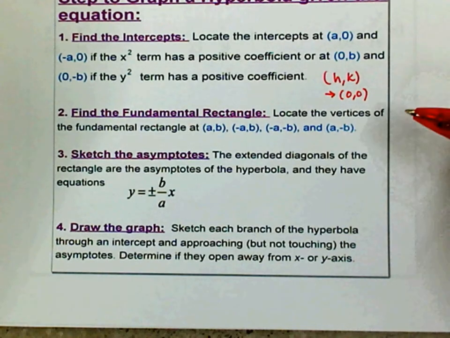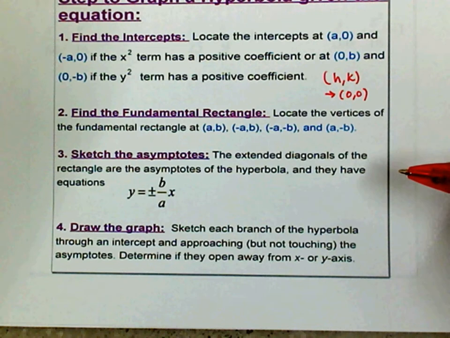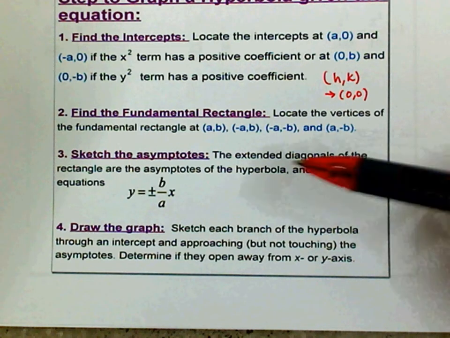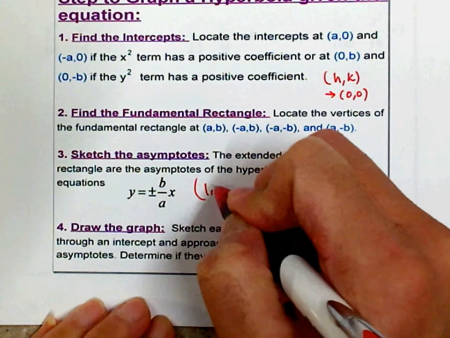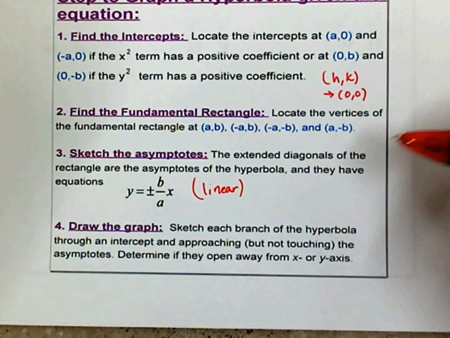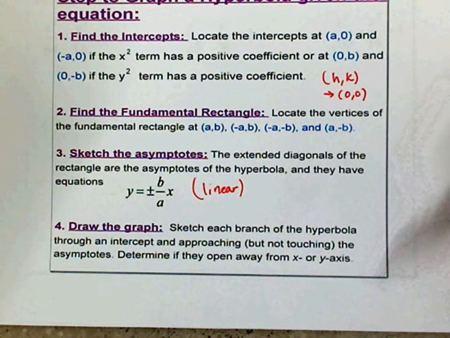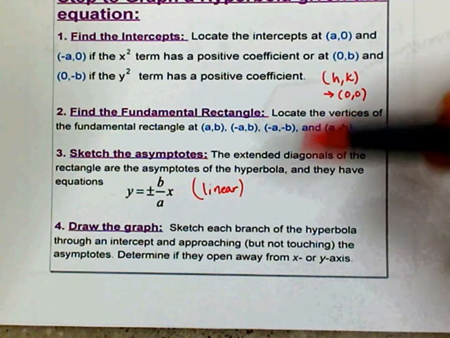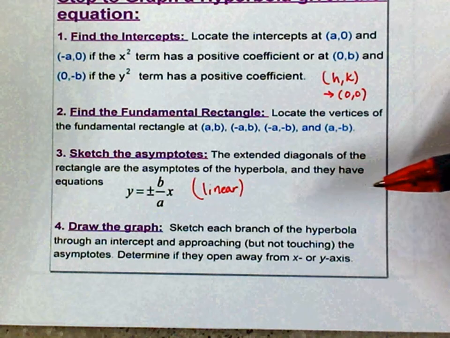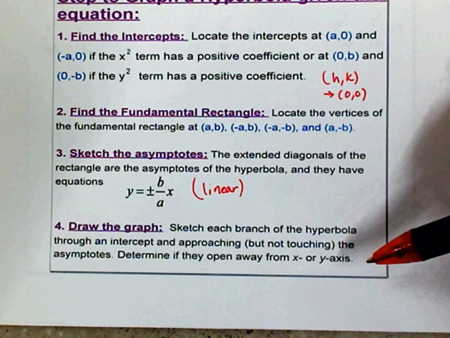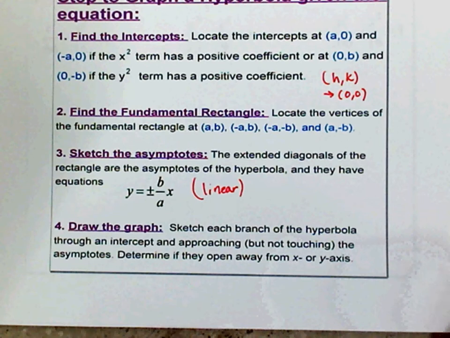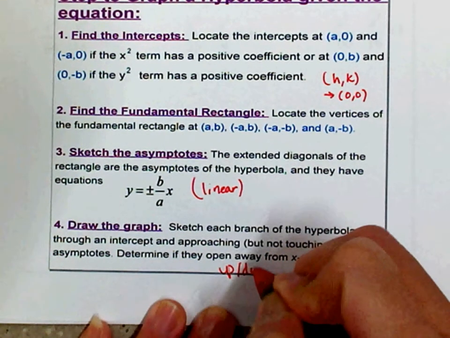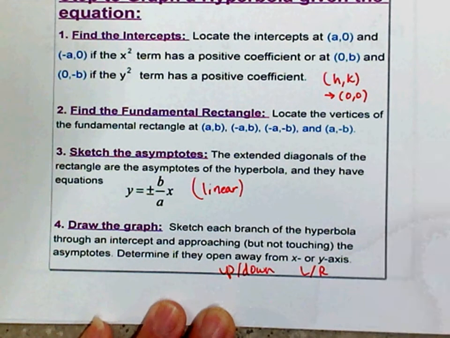The extended diagonals of the rectangle are the asymptotes of the hyperbola, and they have the equation y equals plus or minus b over a times x. It is linear. It is a line. Okay? And then you're going to sketch the graph using the intercepts and the asymptotes. Sketch each branch of the hyperbola through an intercept, approaching but not touching the asymptotes. Determine if they open away from the x or the y axis. This is where we say up and down, or left and right. Okay?